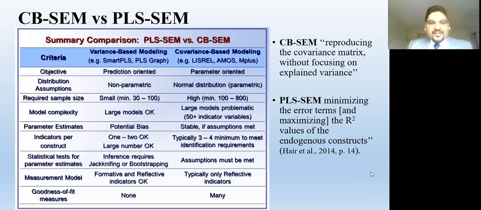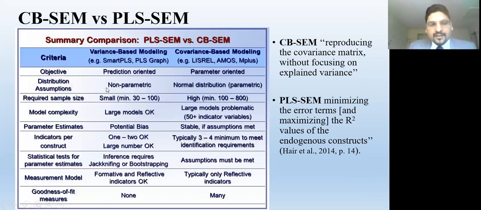So PLS SEM is a prediction-oriented approach because of the type of the analysis. The focus is on the prediction of the outcome by reducing the error. But in the covariance-based modeling approach, the focus is on reducing error with the focus on the factors. Actually, it aims at reproducing the covariance matrix without focusing on explained variance. As you remember, we are doing SEM to predict the factors with a high level of accuracy. So PLS SEM is an approach which is prediction-oriented.